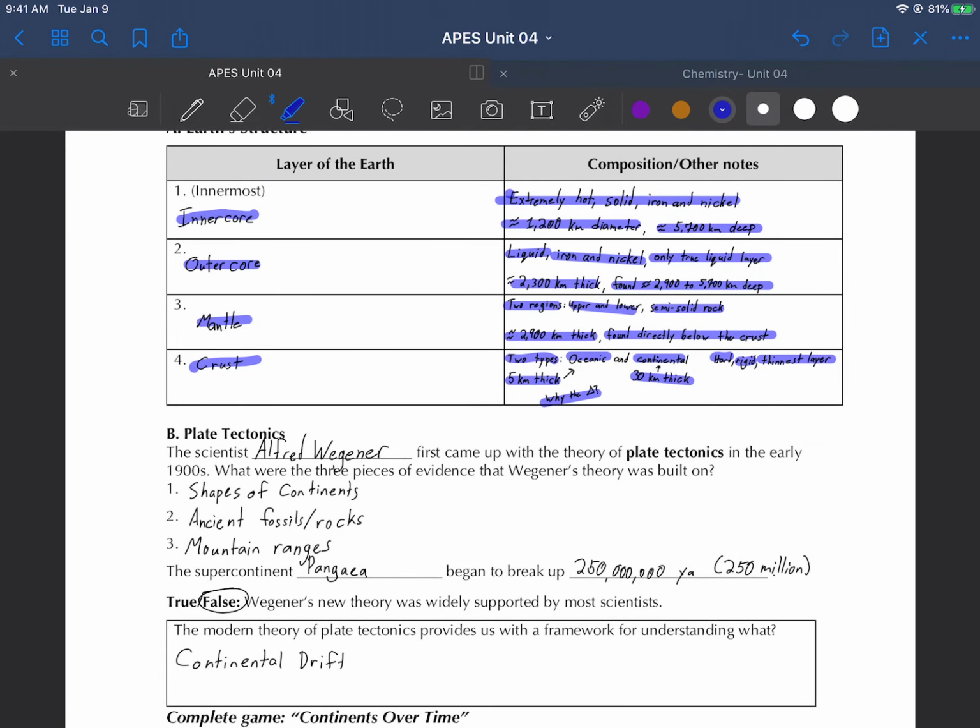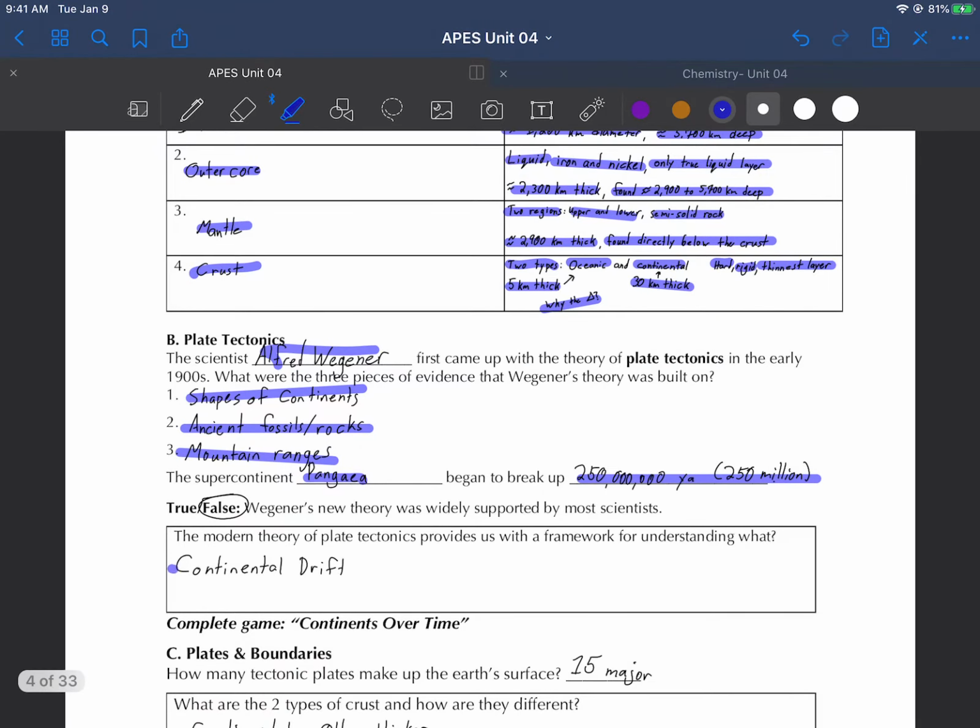Okay, then we've got plate tectonics. Alfred Wegener is the one who came up with the theory of plate tectonics. His proof was that the shapes of the continents seemed to fit together. Fossils and rock formations were similar on opposite sides of oceans where land critters should not have been able to travel. For instance, he found fossilized ferns in Greenland and mountain ranges. This idea of the Pangea supercontinent that began to break up between 250 and 225 million years ago. And his work became the basis of today's theory of continental drift.